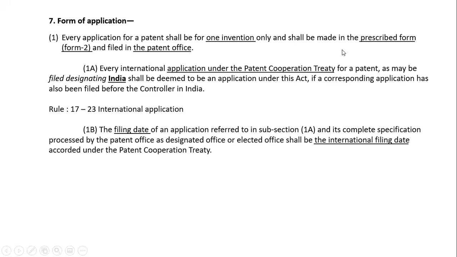Every international application under the Patent Cooperation Treaty for a patent as may be filed designating India shall be deemed to be an application under this Act if a corresponding application has also been filed before the controller in India. So section 7(1)(a) says कि कोई भी PCT application है, international application, जिसको आपने इंडिया को डेजिग्नेट करके फाइल किया है, that is considered as an Indian application only. उसके जितने रूल्स हैं वो एट द टाइम ऑफ पीसीटी जब स्टडी होगा उस टाइम पे कवर होंगे. That is rule 17 to 23.